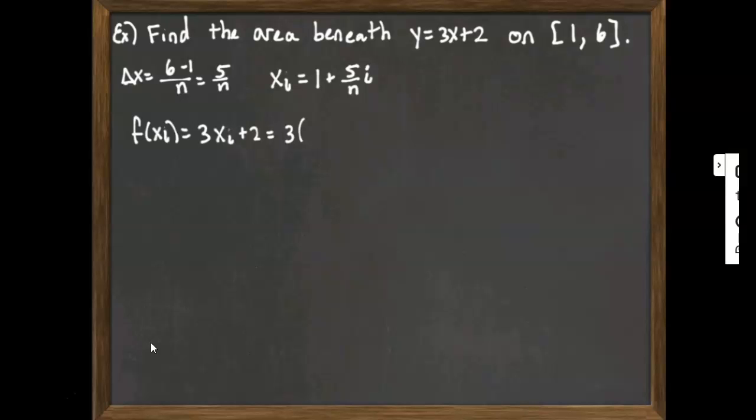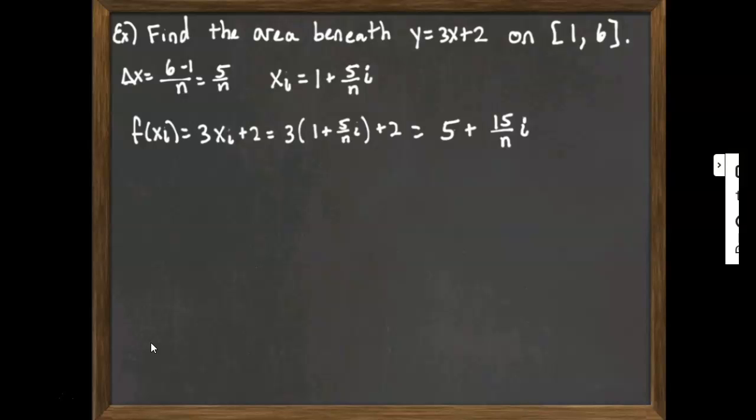So f of xi, plugging that in, would be 3 times xi plus 2. Pretty straightforward. And then what is xi? Well, let's plug that in. So 3 times 1 plus 5 over n times i, plus 2. And then we multiply through. 3 times 1 is 3, plus 2 gives us our 5. And then 3 times the 5 over n times i would give me 15 over n times i. So there's my f of xi function.